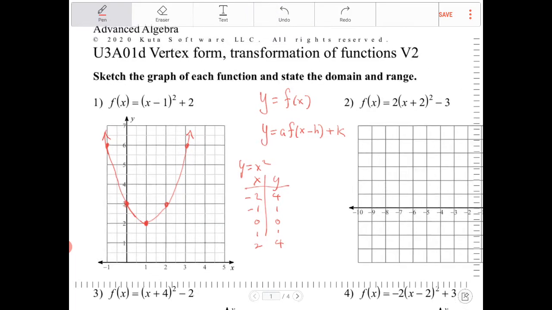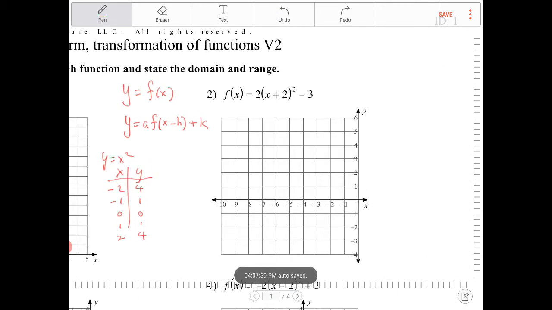Okay, so let's do the second question here. We're going to dilate by a factor of 2, and we're going to move the points 2 to the left and 3 down. So 2 to the left and 3 down. So this is going to be my vertex. The points are going to be dilated by 2, so the next one is going to be 8 away from this. So this is going to be 2 away, and the next point is going to be 8 away. So 2, 4, 6, 8. It's going to be here. And then the other point is going to be over here.